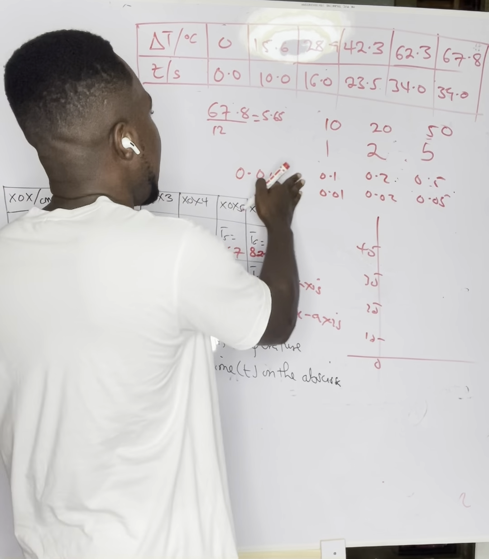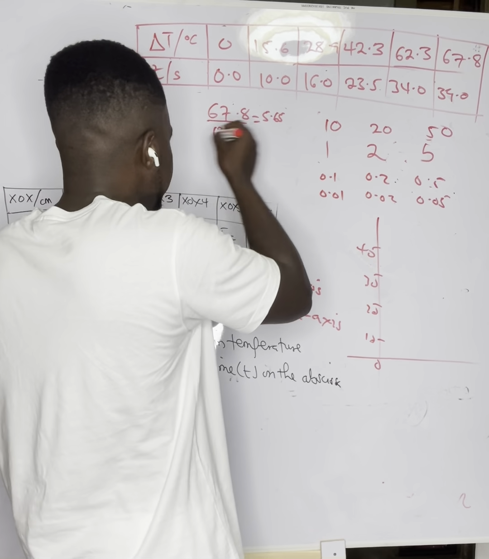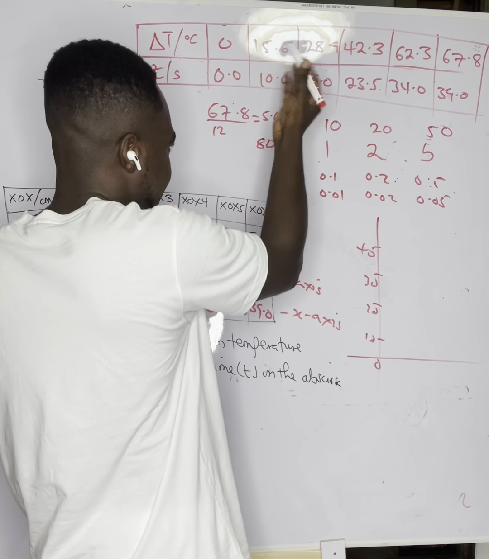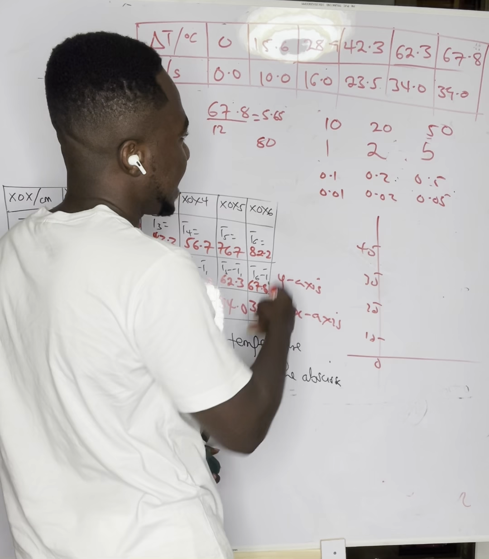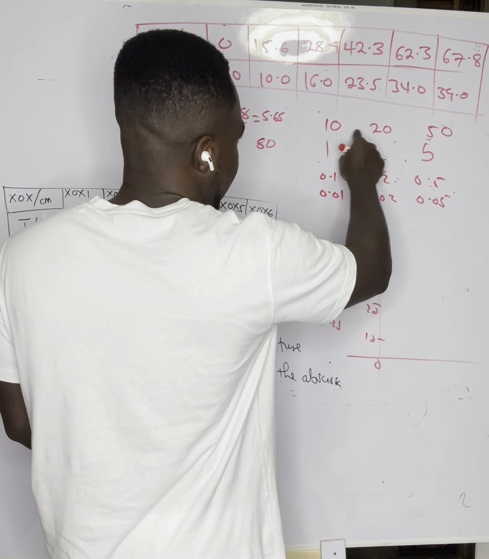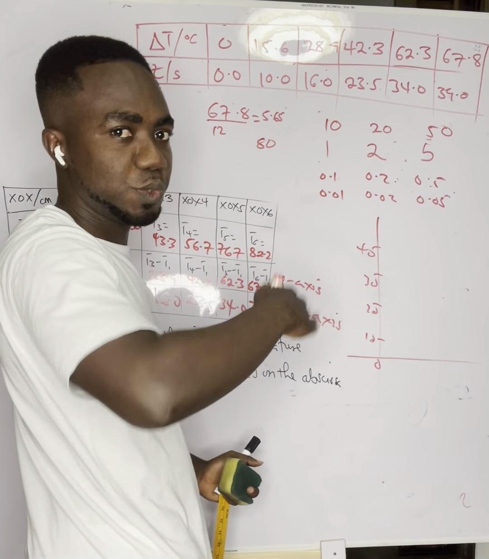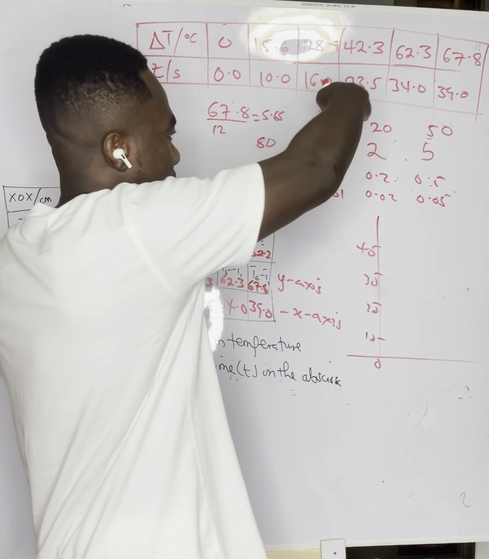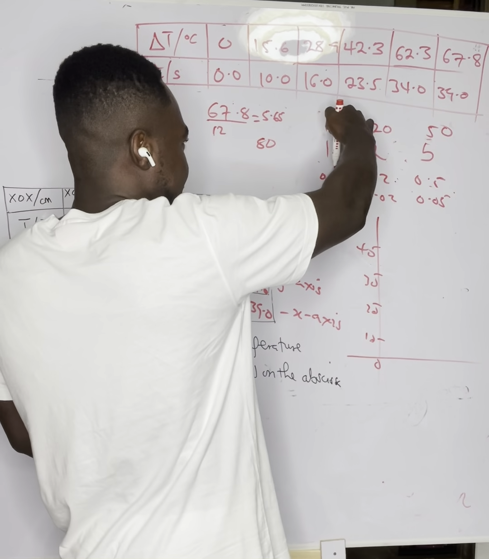The same way, assuming we had 80 after dividing, you can see that 80 will not be in this range, neither will it be in this range, 10, 20, 50. Then we need to increase our plottable values by multiplying this again by 10.